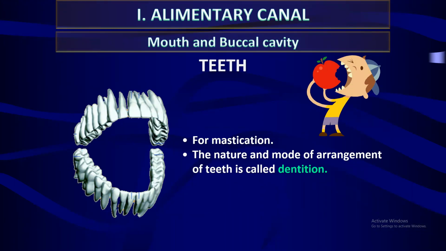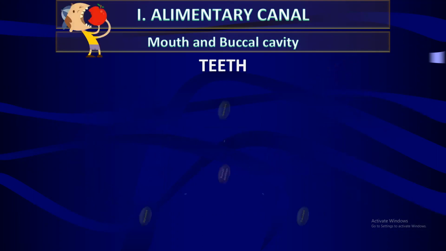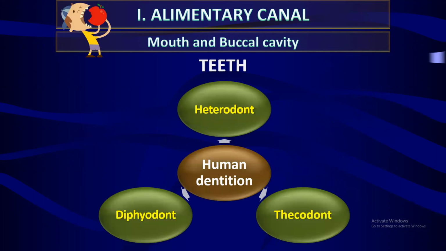Teeth are used for mastication. The nature and mode of arrangement of teeth is called dentition. The mode of arrangement of teeth is called dentition. So how is it arranged? And what are the different types of teeth present in our mouth? Everything we are going to discuss one by one.